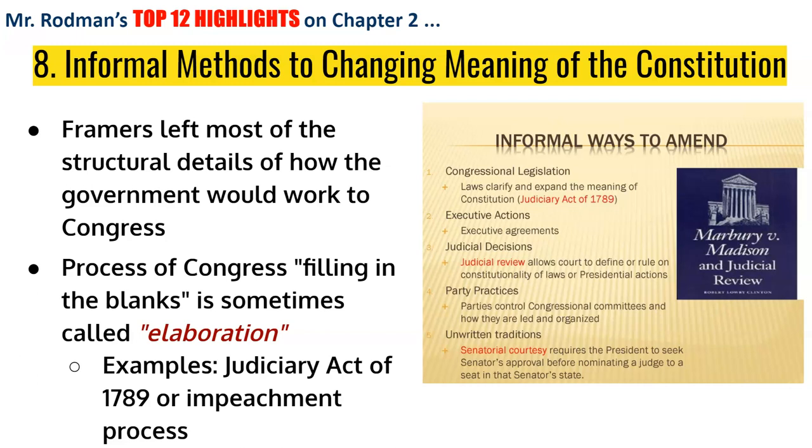And so this process of elaboration is this idea of filling in the blanks, interpreting the implied or inherent powers they have under this. One of the best examples of this is the Judiciary Act of 1789. In Article 3, the judicial branch is outlined in terms of the role that it plays within the central government. But it gives Congress the power to determine what the courts look like underneath the Supreme Court, and even the composition in terms of the number of those sitting on the Supreme Court. So they could change the number at any time. This is the idea of elaboration, the idea that Congress can fill in the gaps.